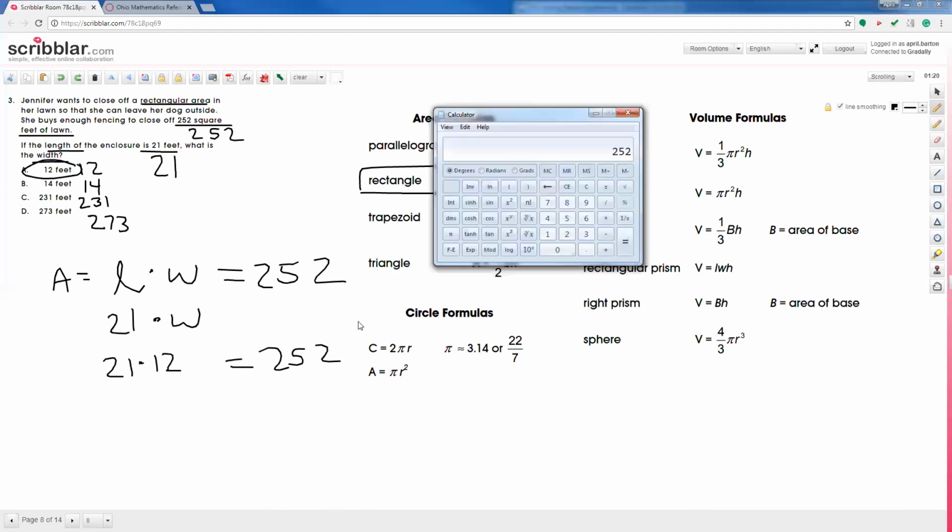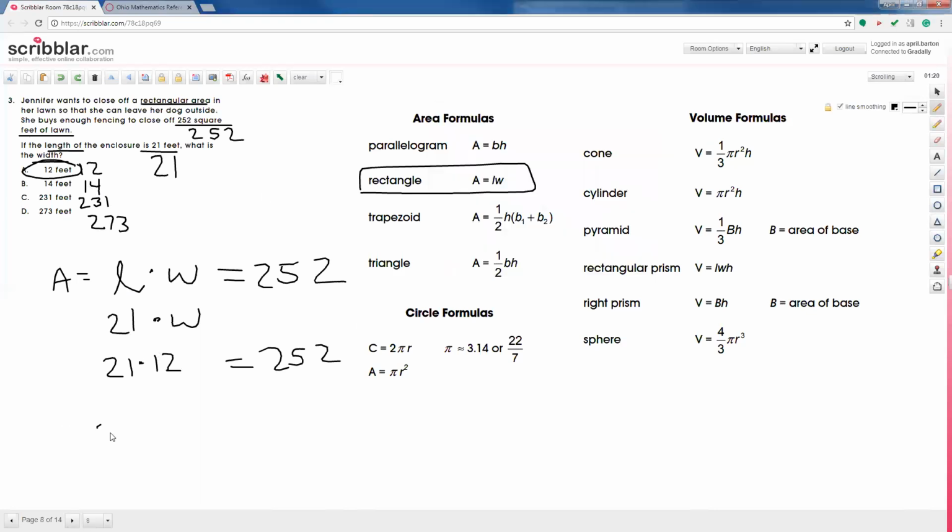If you want to double check and make sure, you can try the other answers. 21 times 14 is 294. So answer choice B is too big. Did not come out with the amount we wanted. So that would be eliminated. It didn't work. So using your answer choices can be a great way to make the test go faster and cut out some of the work you have to do.